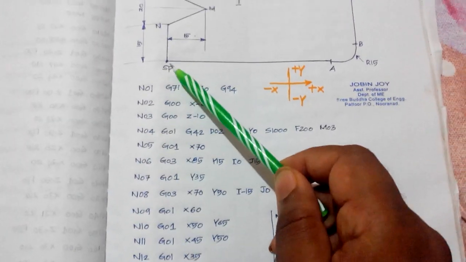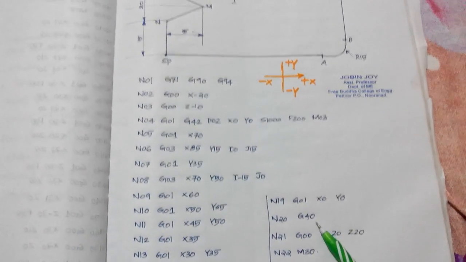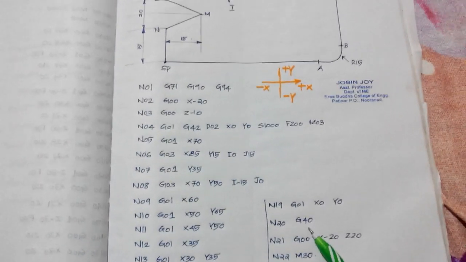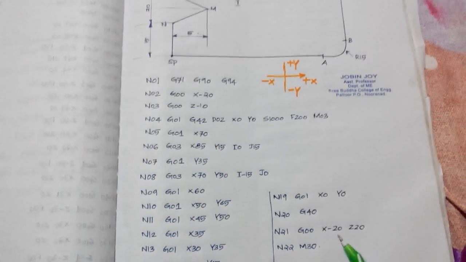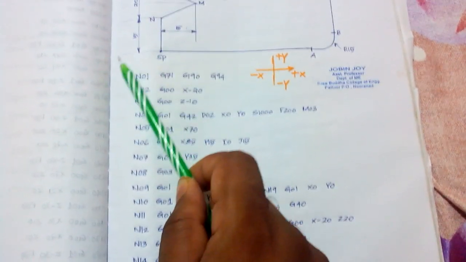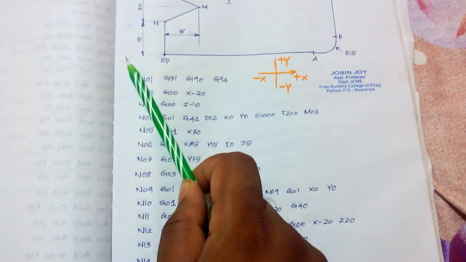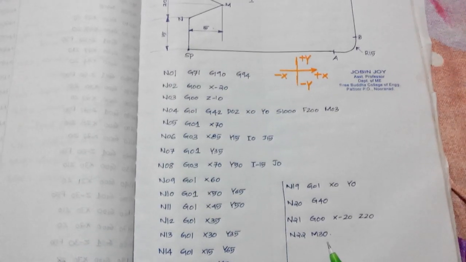Okay, so N19, G01, X0, Y0, which means that now this is the tool's position. And you see that N20, G40. G40 means cutter diameter compensation cancel. And finally N21, G00, X minus 20, Z20. X minus 20 means tool moves from this portion to this portion. Z20 means tool is retracted 20 millimeter away from the surface of the workpiece, because the surface of the workpiece is Z0. And finally N22, M30.